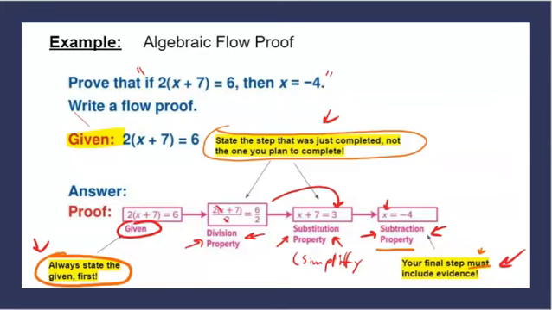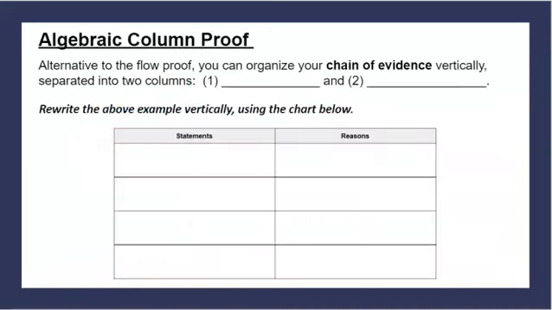And the next part, the very bottom, is for you to fill in, but we're only using the info from this example to fill in that information. So let's take a look at that final slide before we wrap up this video. So if I get back to my red marker, there we go. An alternative to the flow proof, you can organize your chain of evidence vertically, right, up and down, separated into 2 columns. Those 2 columns are, as you can see, written here and here.